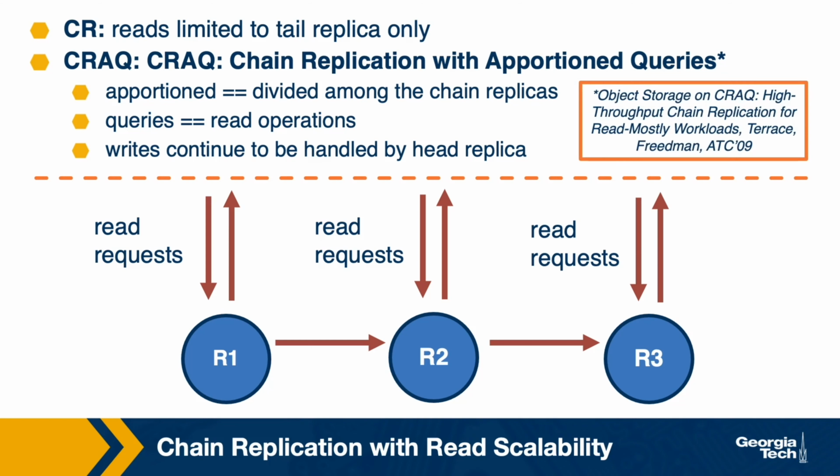The title of the paper where this technique was described is Object Storage on CRAQ, High Throughput Chain Replication for Read-Mostly Workloads, and it's by Jeff Terrace and Michael Freedman. It was originally published at the USENIX Annual Technical Conference in 2009.